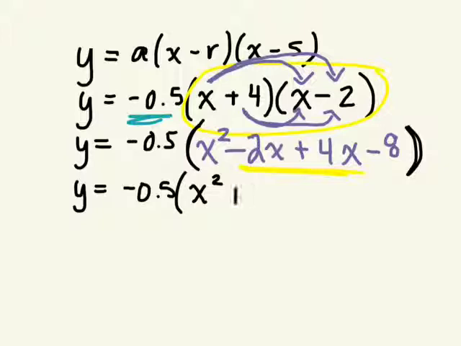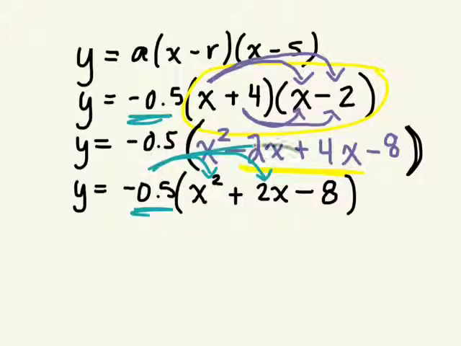x squared. What's -2x plus 4x? Plus 2x. Okay, now this is like what you did in grade 9. You were using distributive property. We're taking the term outside the bracket, and we're multiplying this term by everything inside the bracket. We have to distribute it. So remember this from grade 9?